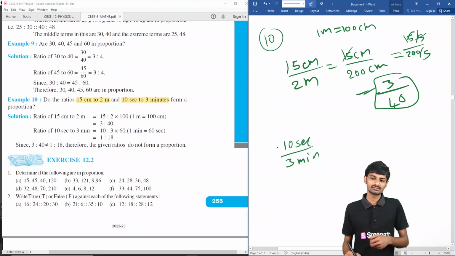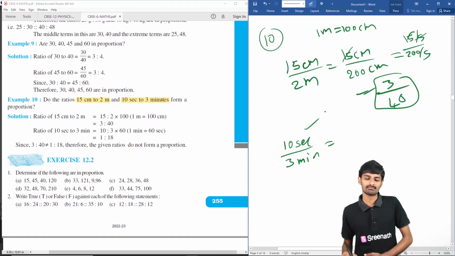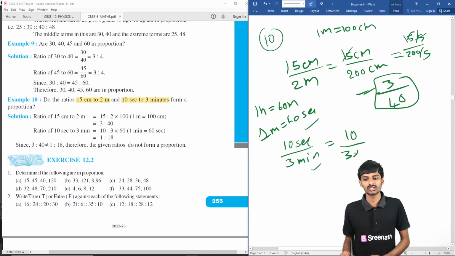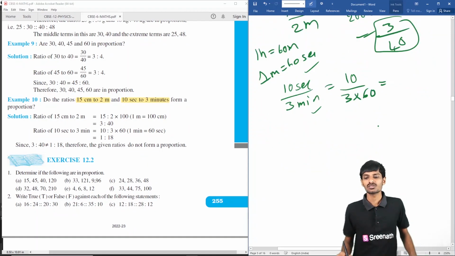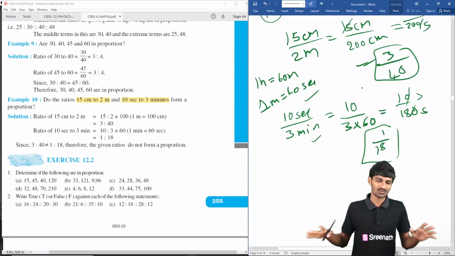Next is 10 seconds to 3 minutes. Just simply multiplying or dividing is not a good way. One is in seconds and the other is in minutes. So 1 hour is 60 minutes and 1 minute is 60 seconds. So 10 seconds divided by 3 minutes: 3 into 60 seconds is 180 seconds. You can compare now. So 10 by 180, if you cancel 0, it is 1 by 18 ratio. Here the ratio is 1 by 18, here the ratio is 3 by 40. Are they in proportion? No. Okay, students.